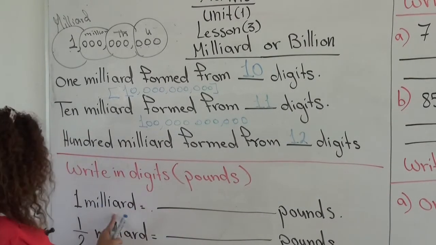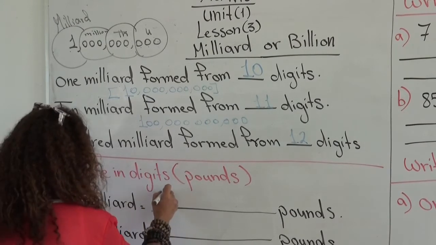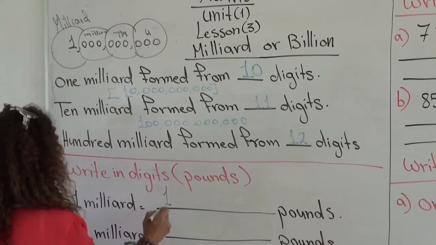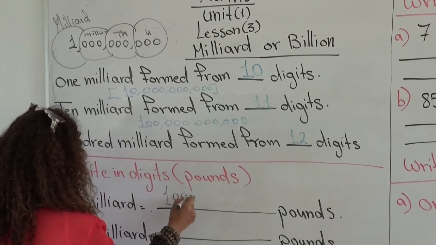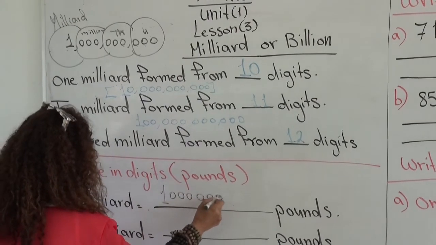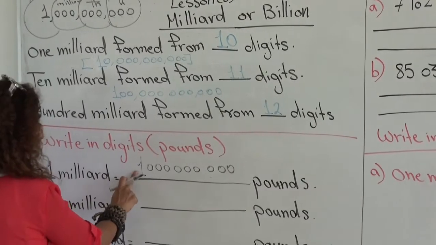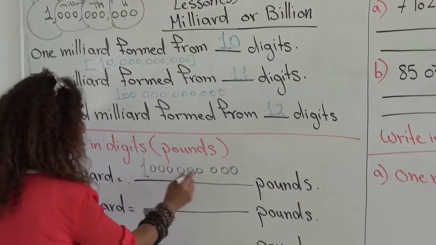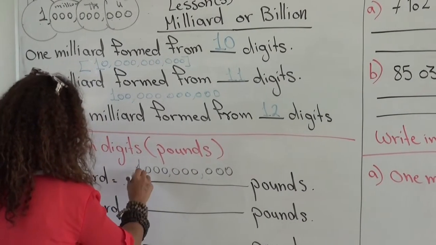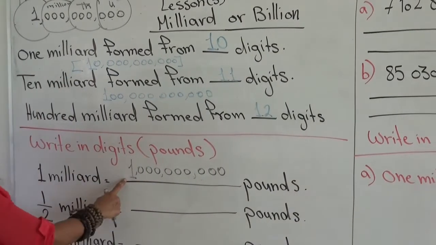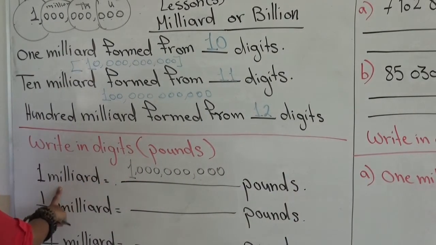So I have 1 milliard. So 1 milliard will be 1 and how many digits? 1, 2, 3, 4, 5, 6, 7, 8, 9. This is the 1 milliard. Units family, thousands family, millions family, and a new family here called milliard.